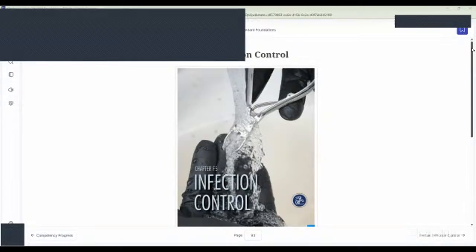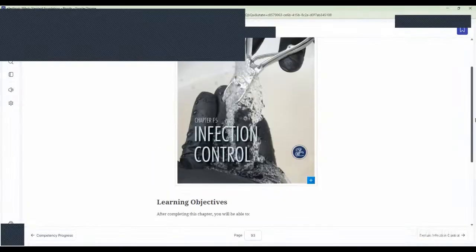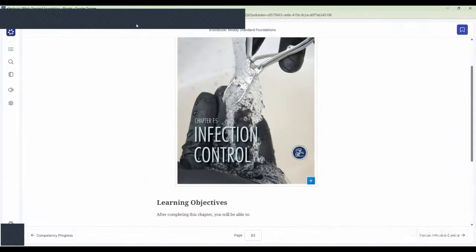All right. So let me jump in. We're going to go over a little bit today, and we're going to have our assignment that's going to be due this weekend. So just super excited. All right, so chapter 5, infection control. As you can see, the objectives, okay? And this is what I like to pull up as well.